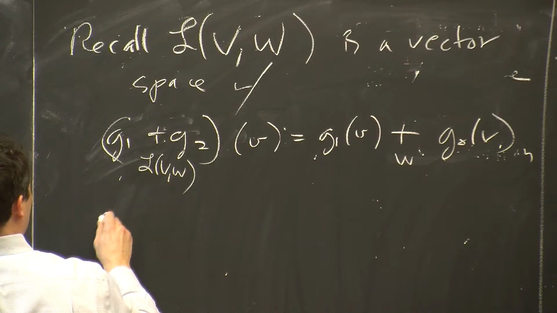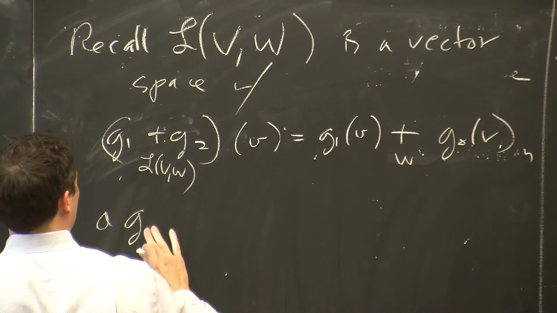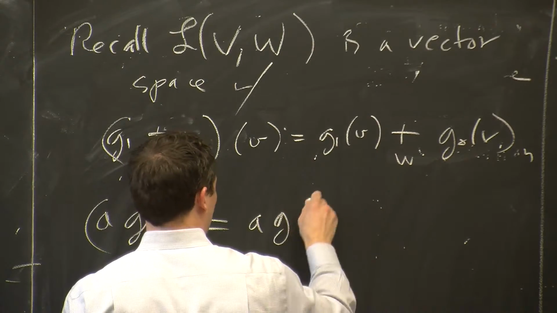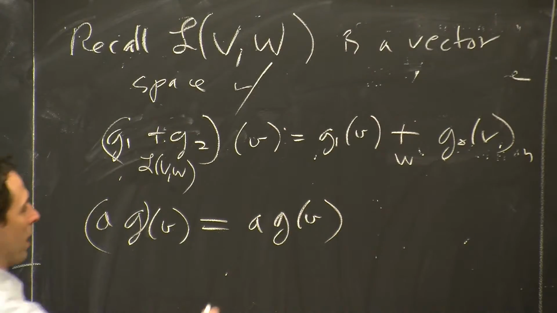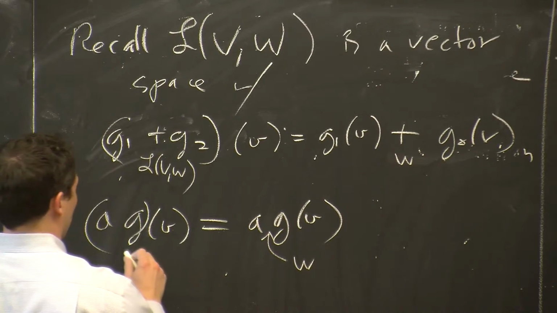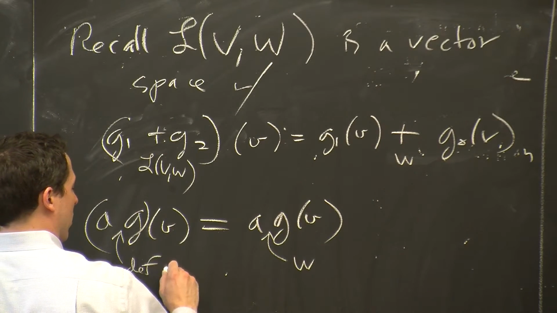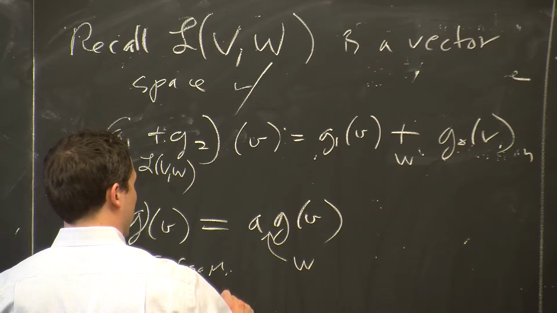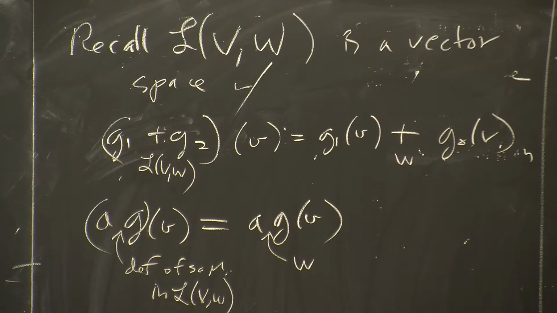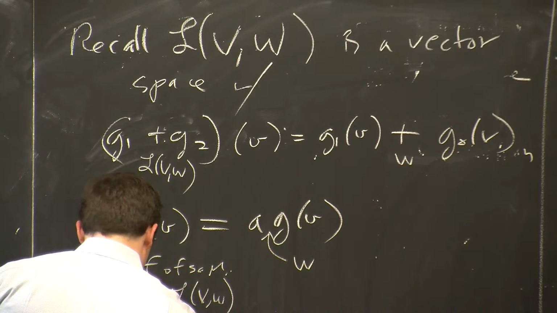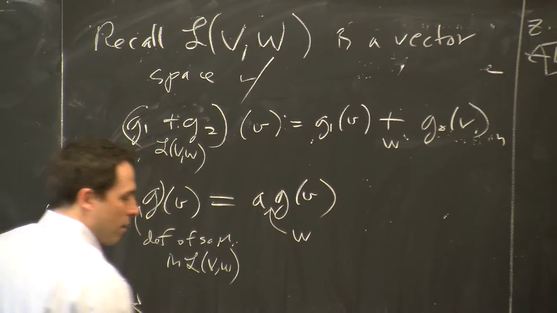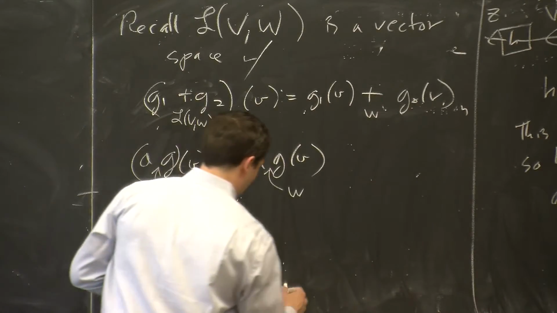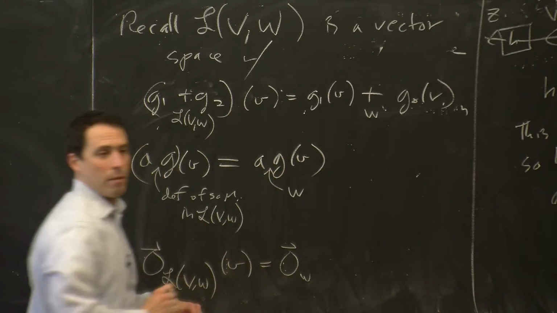And scalar multiplication: A times G1 or G of V is equal to A times G of V. So here the scalar multiplication happens in W, and here we're defining scalar multiplication in the vector space of linear transformations. And then we had a 0 element. That was the linear transformation which takes every vector in V to 0 in W.